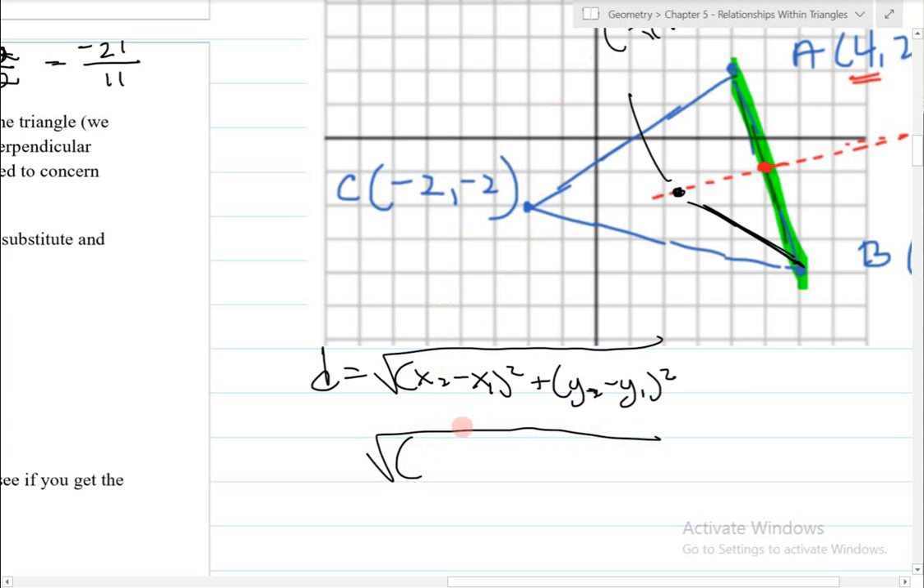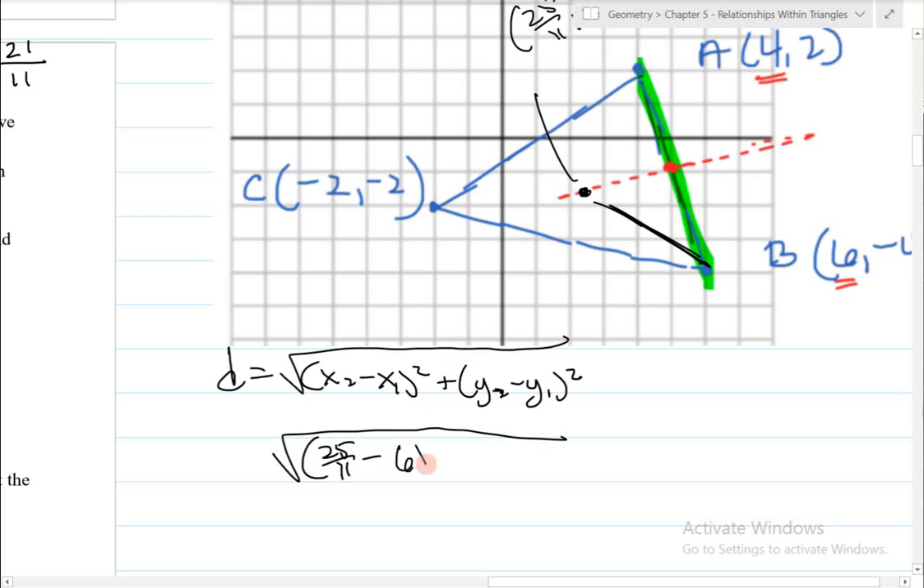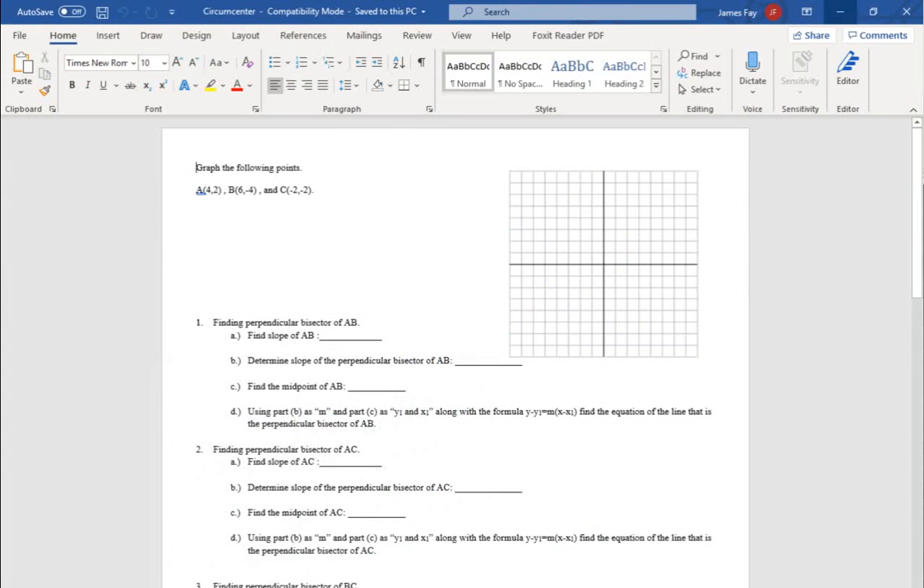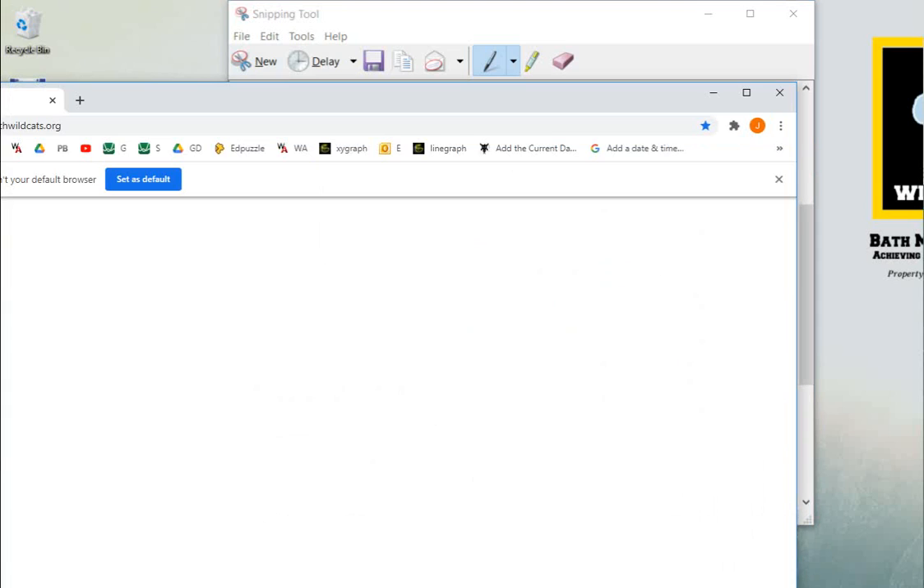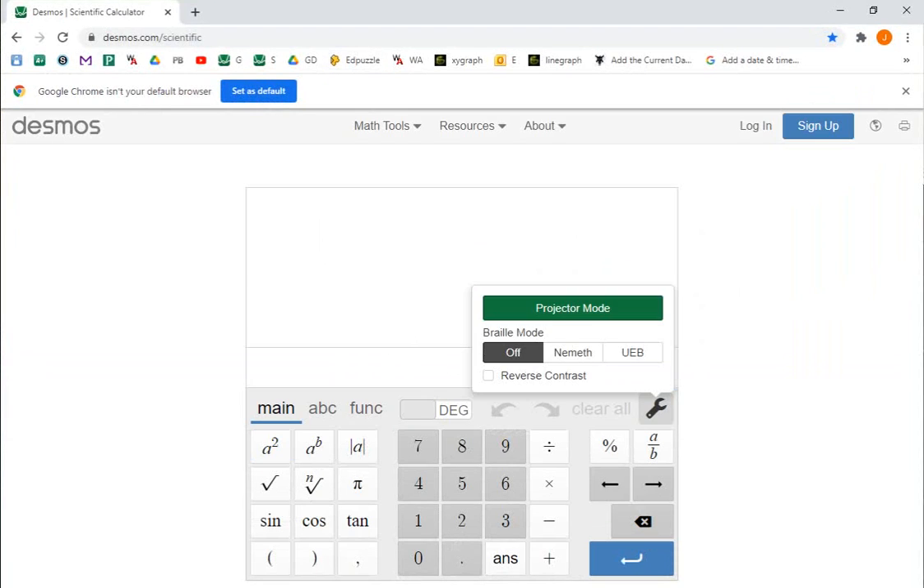X sub 2, I'm going to say is the 25/11ths, minus X sub 1, which was the 6. We'll square that, plus then Y sub 2, which was negative 21/11ths, minus then negative 4. And we'll square that. So just to save time here, I'm going to cheat with Desmos. It kind of stinks because it's not a tool that the end of course exam allows us to use.